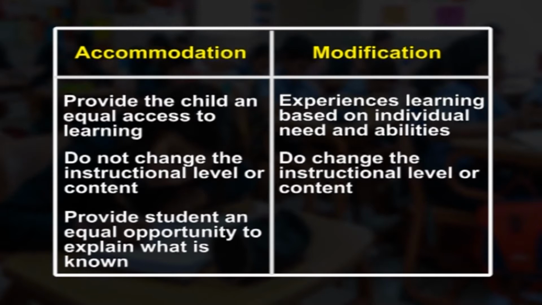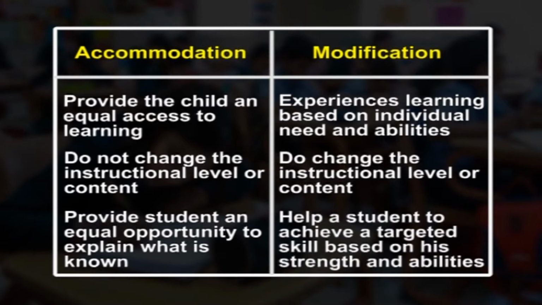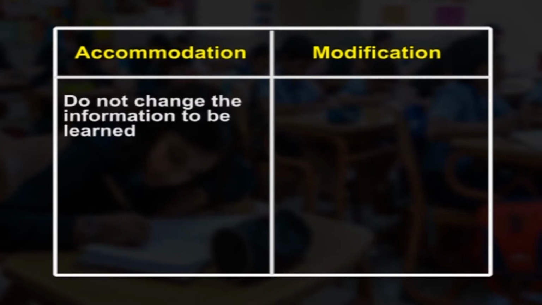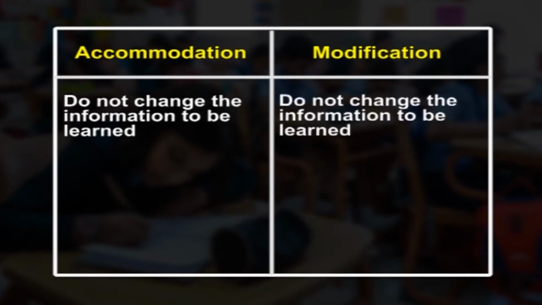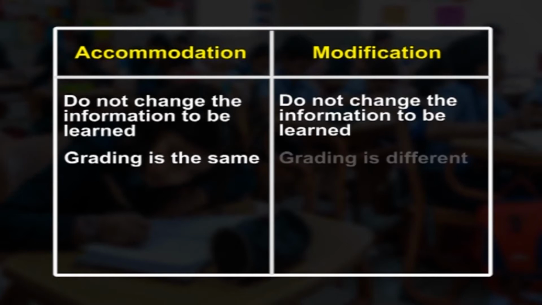Accommodation provides students an equal opportunity to explain what is known, whereas modification helps a student to achieve a targeted skill based on his strengths and abilities. Accommodation does not change the information to be learned, whereas modification changes or sets a lower expectation. In accommodation, grading is the same. In modification, grading is different.